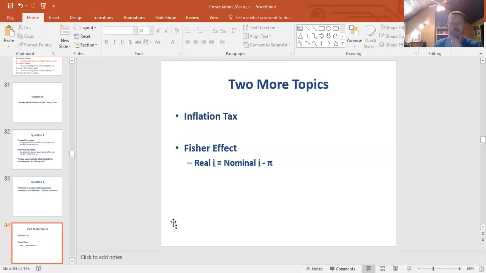Now, if you look in the middle part of the chapter, we have two topics. One is this idea of what we call the inflation tax. Another is what we call the Fisher effect. They're both straightforward.